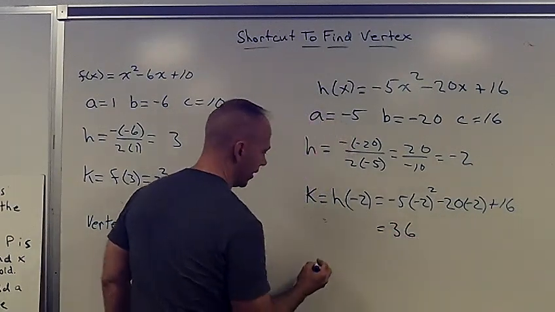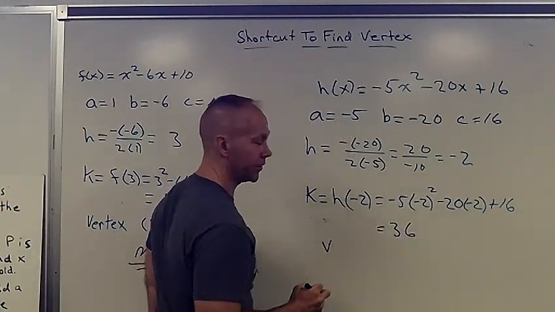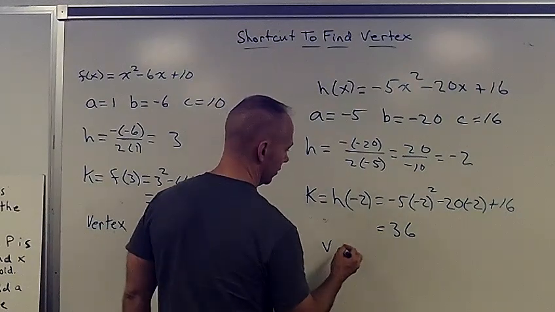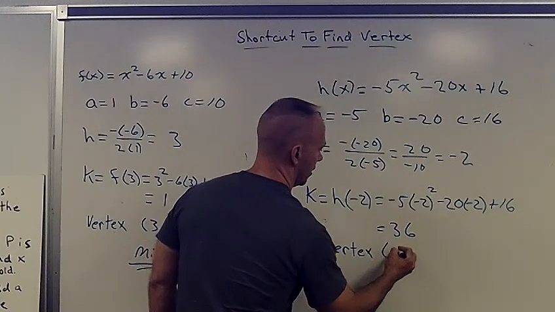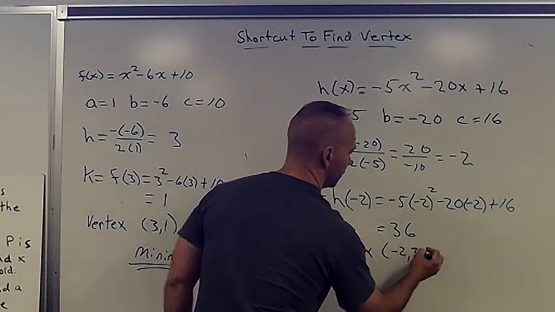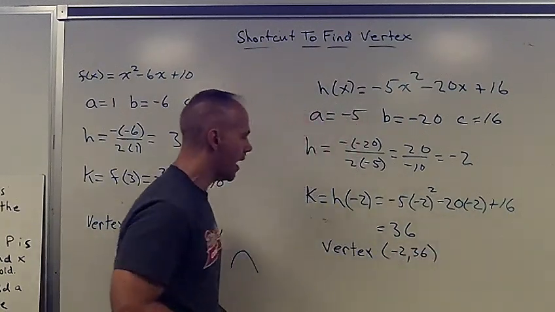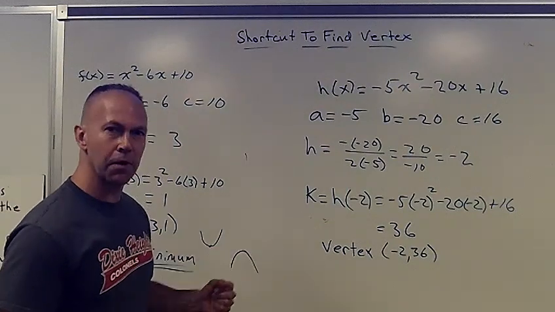So we got our vertex, hopefully. I got our vertex to be negative 2, 36. Now, is this going to be a maximum or a minimum?